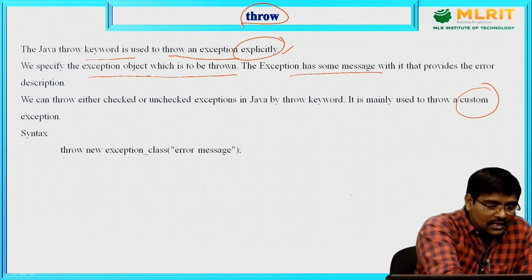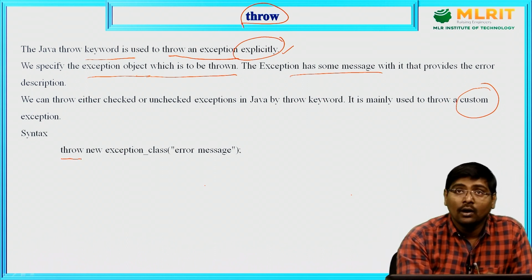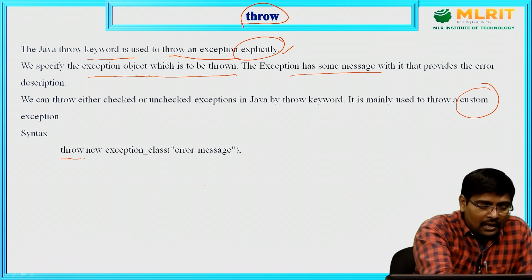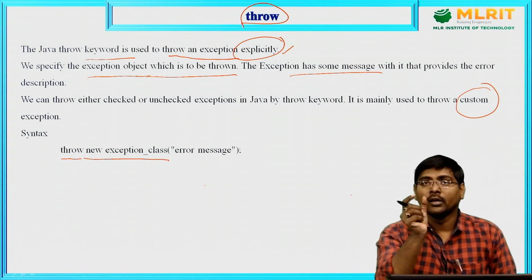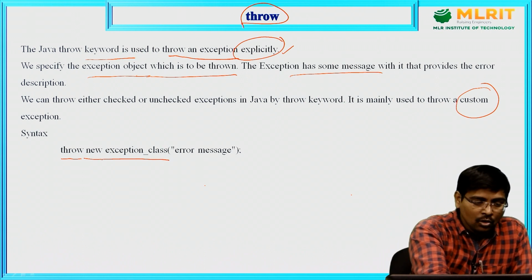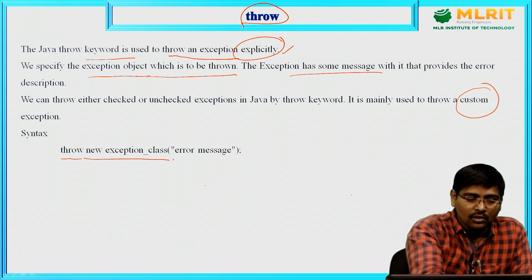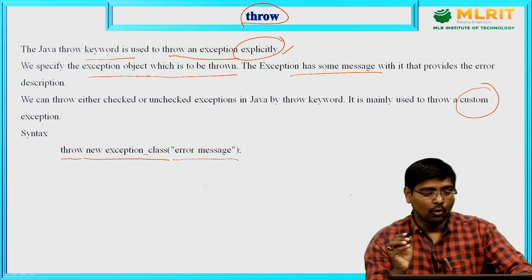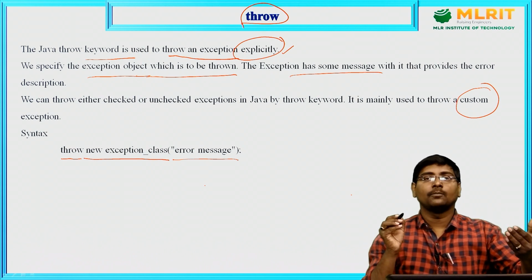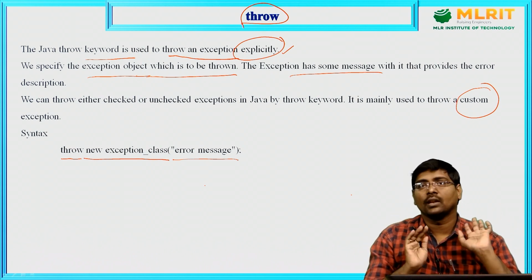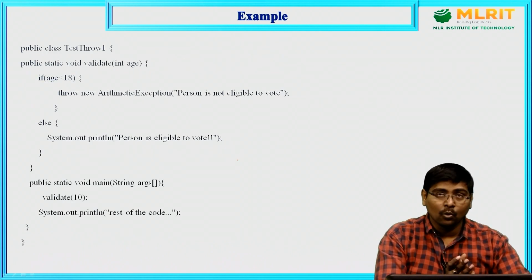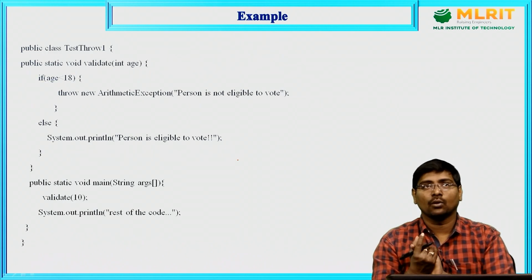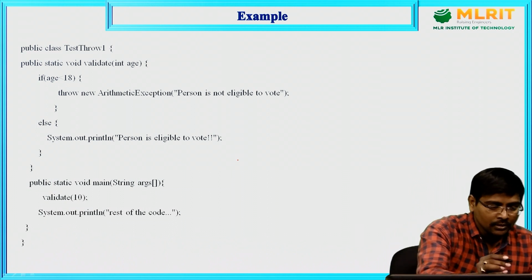So, what is the syntax? The throw keyword followed by an exception object. If you are using new, that means a new exception object with some message. Now it throws the exception object along with this particular message. Okay. Now, I will explain one program and then I will execute the program. No problem. See this one.